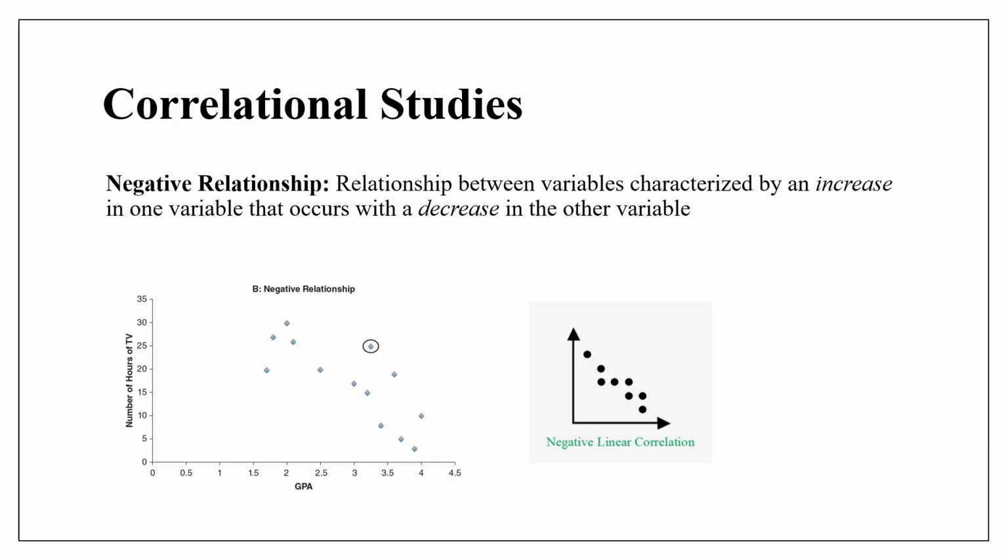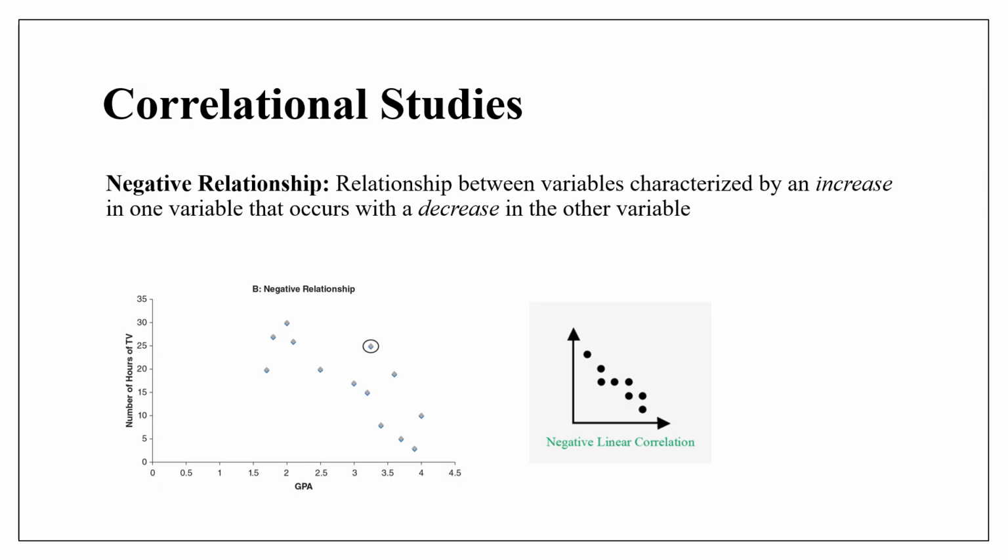So again, if we were to follow one of these dots, let's look at one of the ones towards the lower end of this line. If you follow it all the way down to the x-axis, it is going to hit a 4, which indicates that the GPA for this individual is a 4. And if we follow that same dot all the way over to the y-axis, we're going to see that it's around 10 hours of TV that this person is watching.